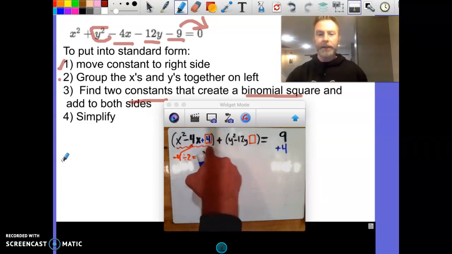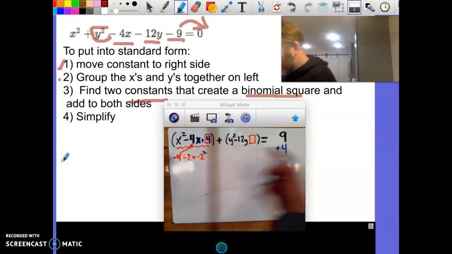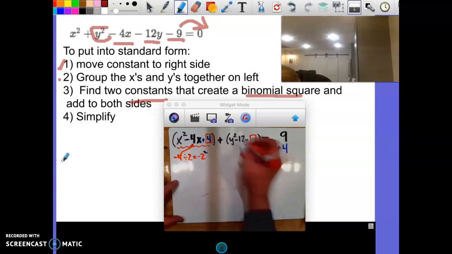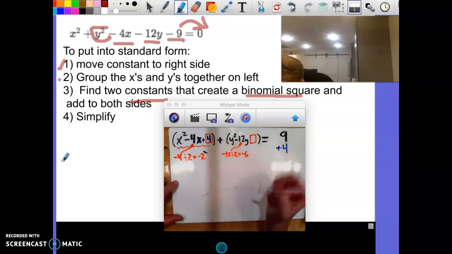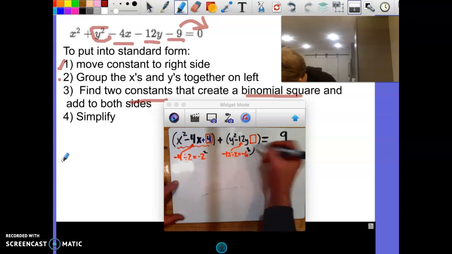So add it to this side of the equation. It doesn't matter. I'm putting it right here, but this is the left side. And then I add it to the right side of the equation. And then I'm just going to repeat that process here. Start with this number right here, minus 12. Take half of it, minus 6, and then we're going to square it. When we square that right here, that's going to be 36.